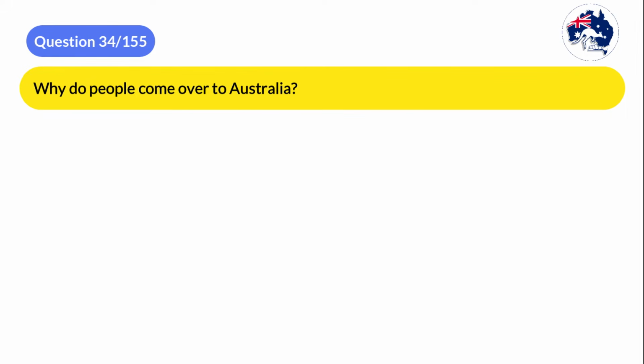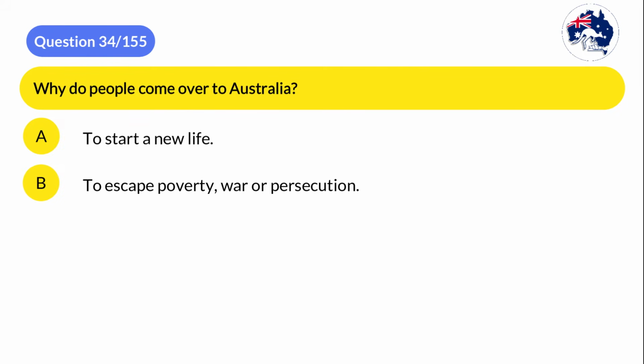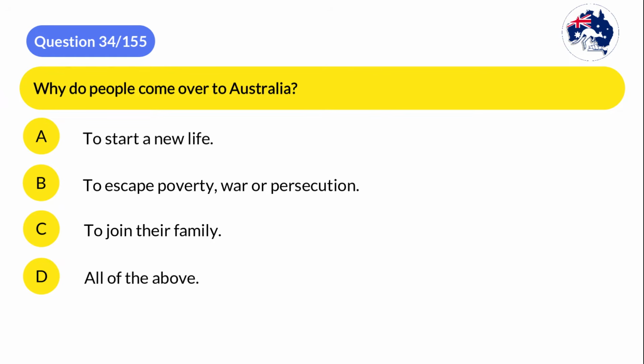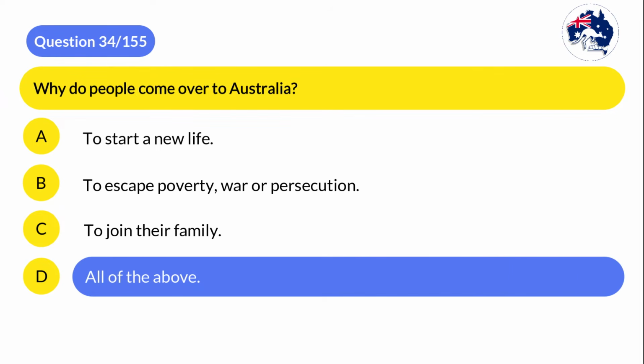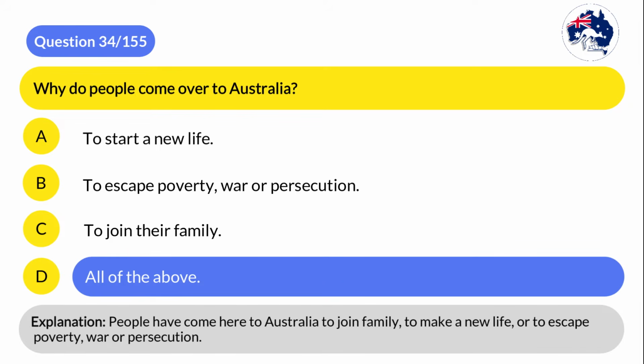Question 34. Why do people come over to Australia? A. To start a new life. B. To escape poverty, war, or persecution. C. To join their family. D. All of the above. The correct answer is D. All of the above. Explanation: people have come here to Australia to join family, to make a new life, or to escape poverty, war, or persecution.